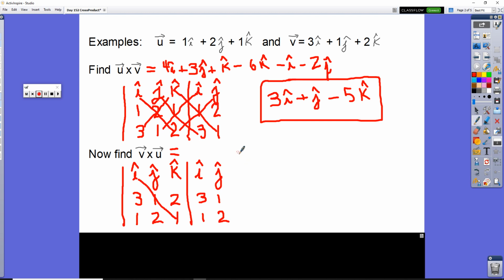This is going to be positive 1i. This is going to be positive 2j. This is going to be positive 6k. Again, those are the 3 diagonals that are going the correct way, so whatever their products are, we just leave them alone. Then we have, going the wrong way, minus 1k. We have minus 4i. And last but not least, minus 3j.